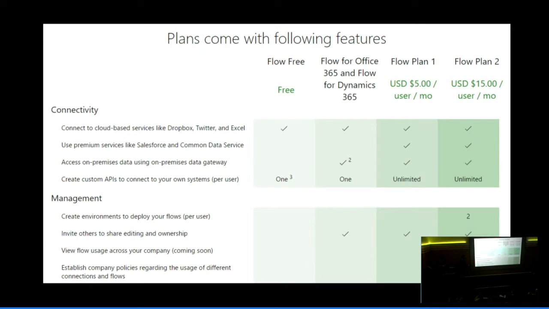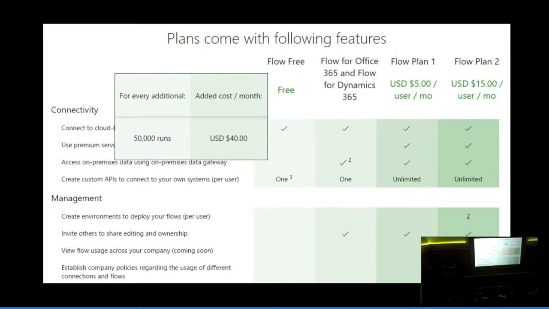You can share your flow with other people in all the plans, including the free plan. But the good news is if you want to run additional flows, you pay only $40 and you get 50,000 additional runs that you can share across the company.